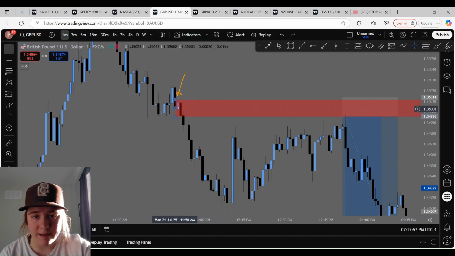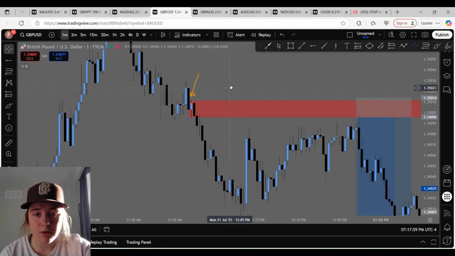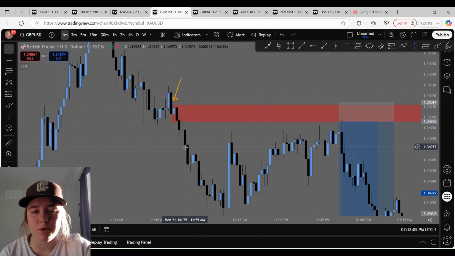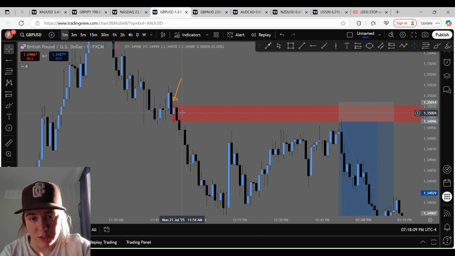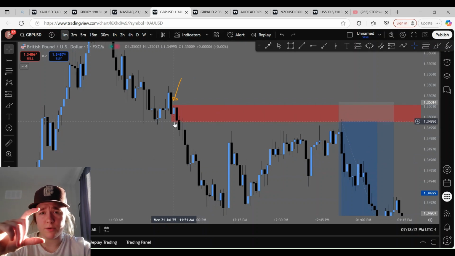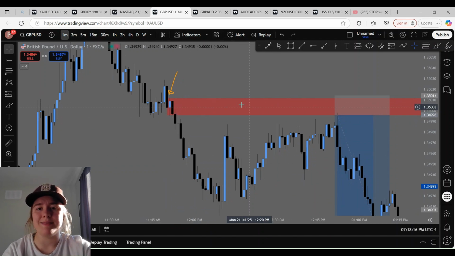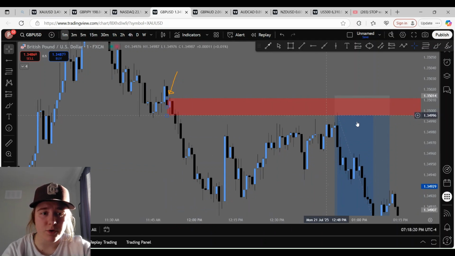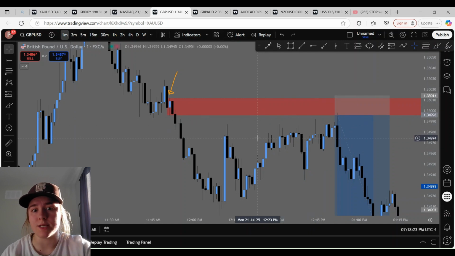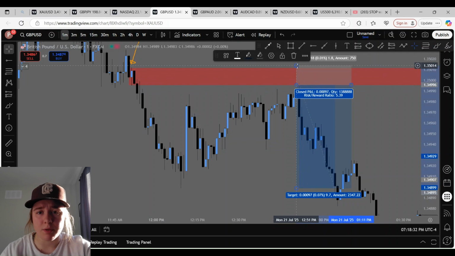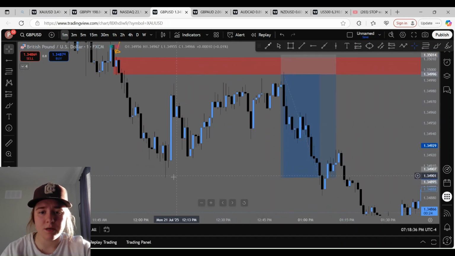As you can see, I pointed to this blue candle. Why is this important? You want to mark up the candle that was created before the big push down. As you can see, we have a rectangle going around the top and the bottom of the wick before the big push down, and this is your zone. This is what you're waiting for to be hit so that you can get in for a sell.